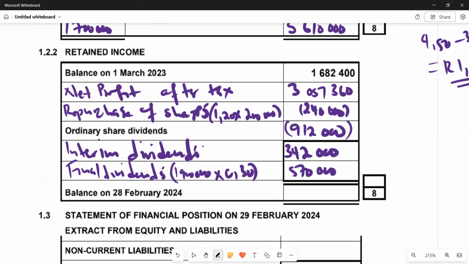So we add there 1,682,400 plus 3,051,360 minus 240,000 minus 912,000. And then you get your answer here, which is supposed to be 3,518,760. So this marks the end of our notes to the statement of financial position, that is the balance sheet. These are the figures that we are going to carry to the statement of financial position as we prepare it. Remember, the notes come as pre-calculations that are done before preparing the statement of financial position. So this is what we have in terms of this question on notes to the statement of financial position.